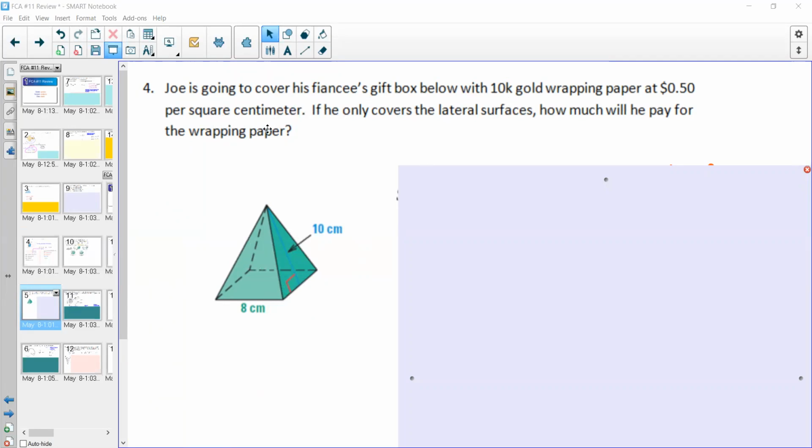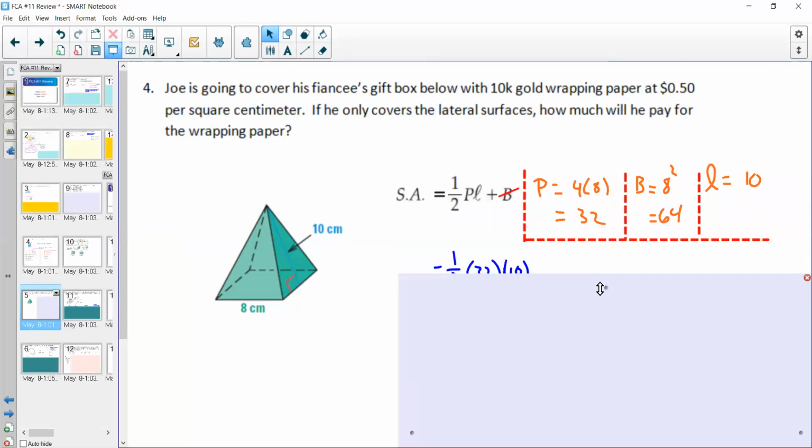So square centimeter, we need to recognize that we're dealing with area. And since it's just the lateral surfaces, we need to find the lateral area of this pyramid, and then however many square centimeters that is, multiplied times 50 cents to determine the cost.